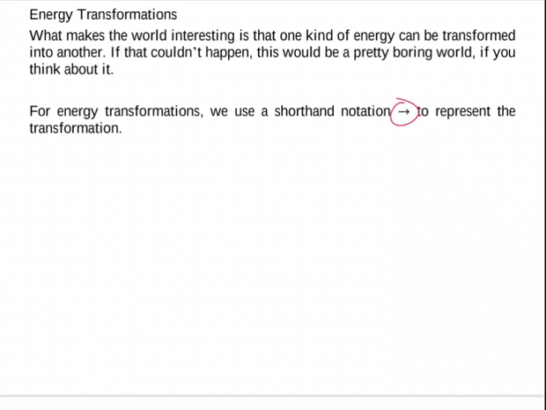And so how this would work is if I had potential energy, let's say gravitational potential energy, U sub G, I transform it into kinetic energy, I'd have K. Okay, so that's how that's going to end up looking, just as an example.